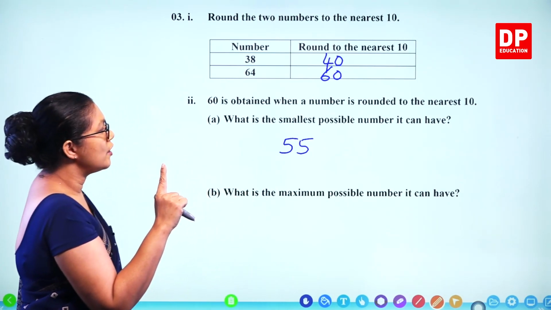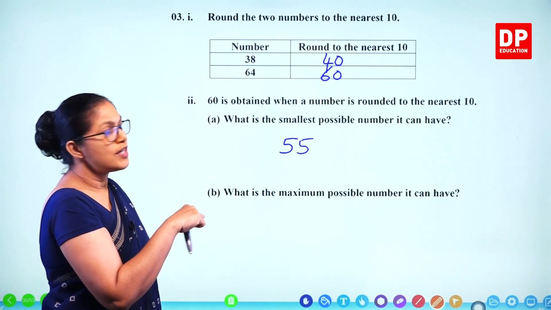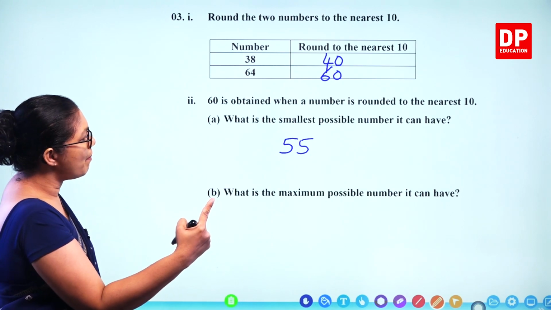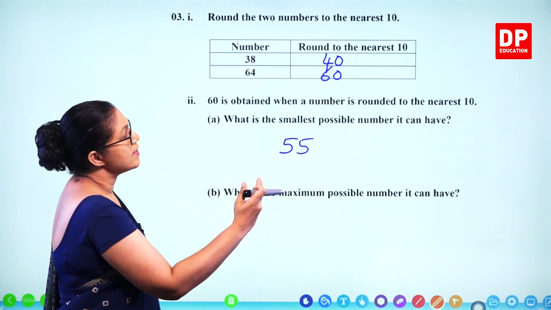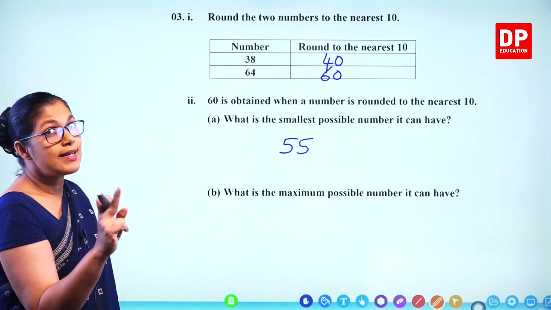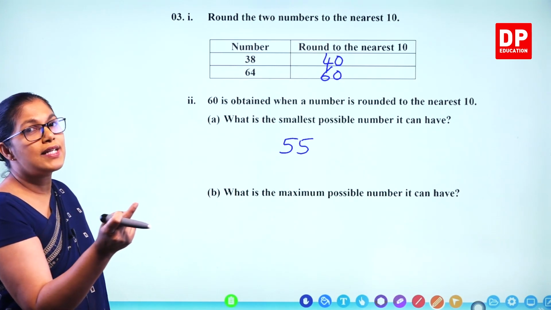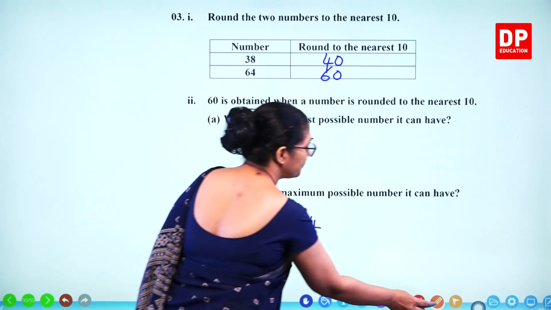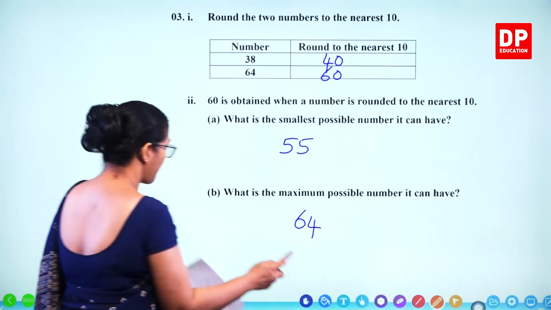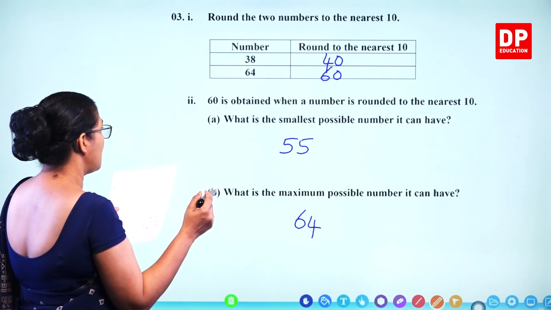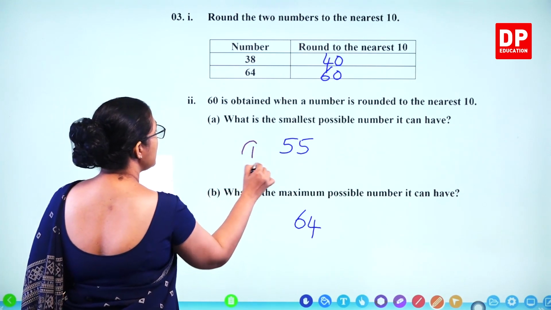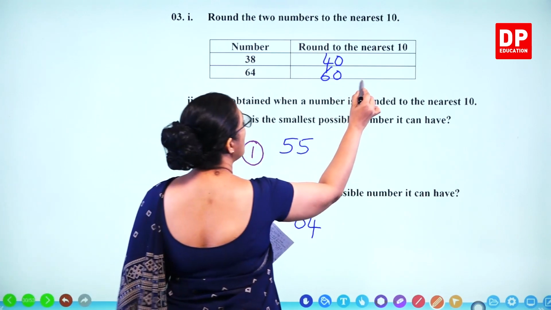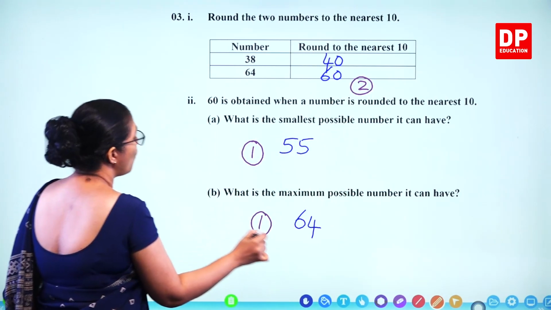is the smallest value because 55 when you round it you get 60, but 54 is rounded to 50. What is the maximum possible number it can have? So you can take 60, 61, 62 like that. You can't take 65 because then it becomes 70. So what's the maximum? It's 64. So you get 55, 64, 1 mark each, and 40 and 60, 2 marks. 2, 3, 4.